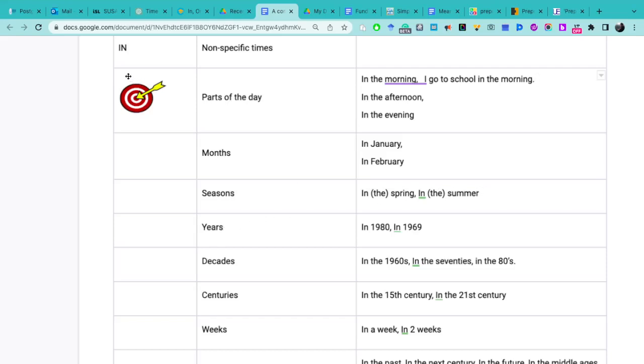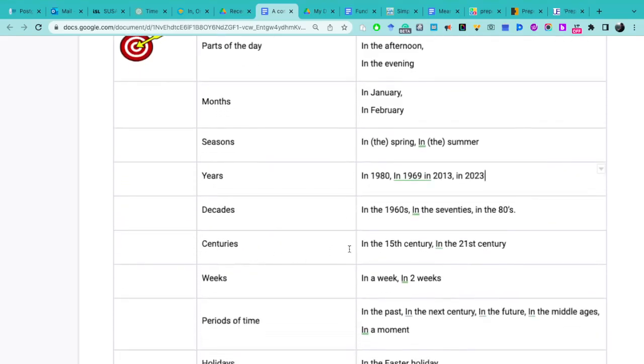Years, we use the preposition in with years. In 1980, in 1969, or in 2013, or in 2023. In 2023, I travel to Europe. Decades. In the 1960s, in the 70s, or in the 80s, we also use the preposition in with decades. With centuries as well. In the 15th century, in the 21st century.